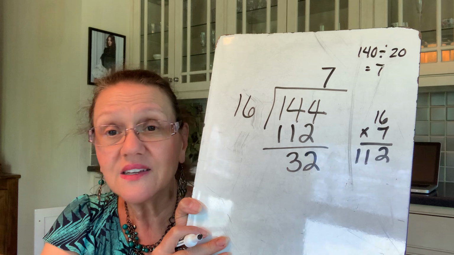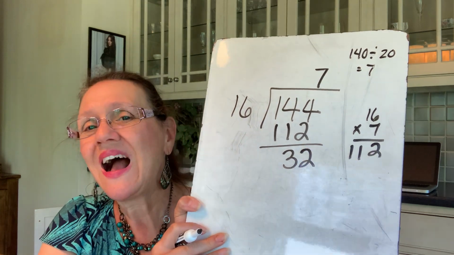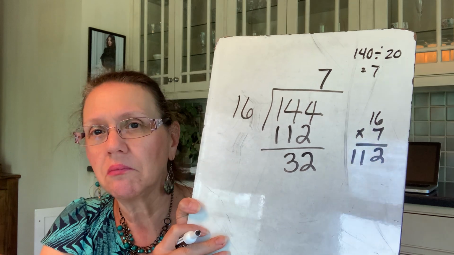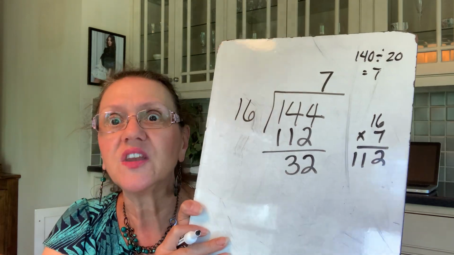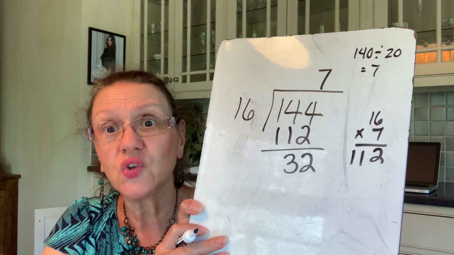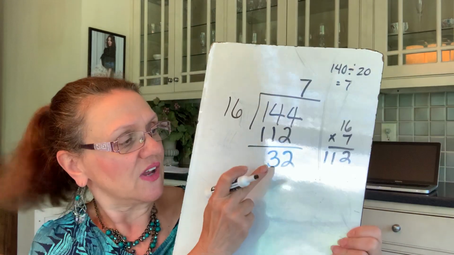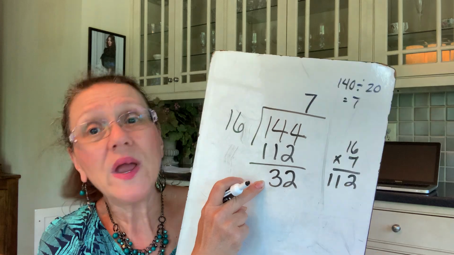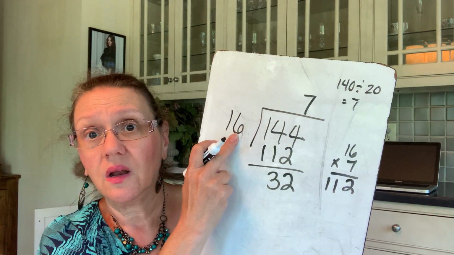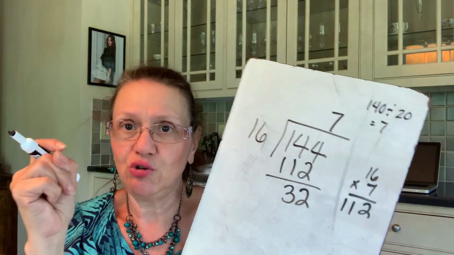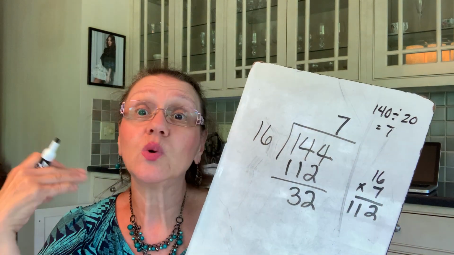Now, this example shows you how important it is to have that cheese on your burger. What? The mnemonic, does McDonald's serve cheeseburgers raw? This is the checking step. 32 is way more than 16. So my quotient is too small. I'm going to have to adjust it.